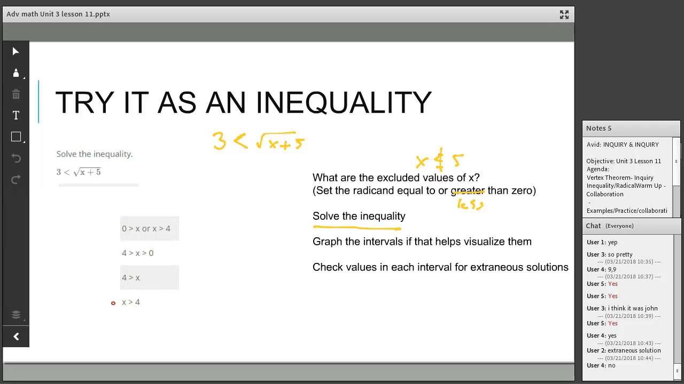Only thing different is you have to pay attention that you have an inequality. If you're dividing through by something negative or multiplying through by something negative, that inequality sign flips. In this case, there's nothing we're going to do.